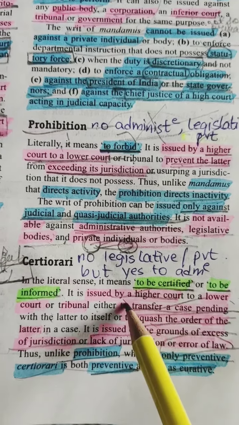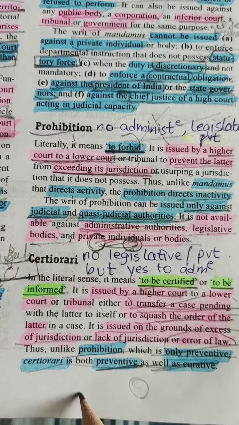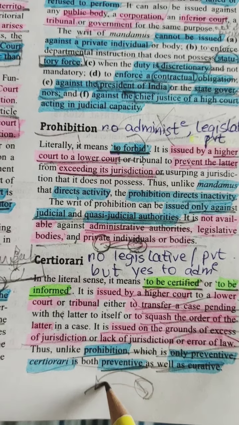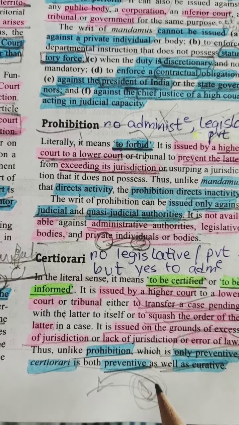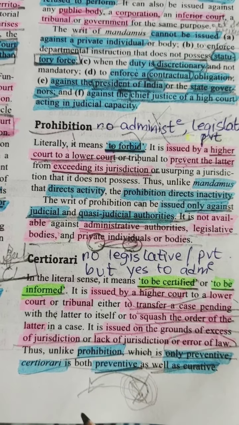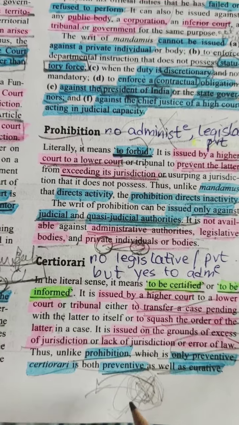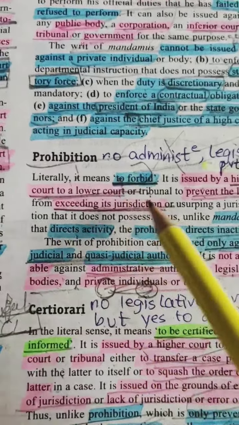So it can be issued by a higher court to a lower court to either transfer a case, if this is one court, we issue certiorari to transfer a case pending with the latter to itself. Why? Because maybe they haven't been able to deliver the result of this case, or to squash the order of the latter in a case. So it is issued on the grounds of excess of jurisdiction or lack of jurisdiction. This is both preventive as well as curative. This is certiorari.